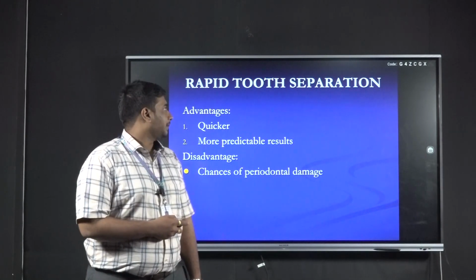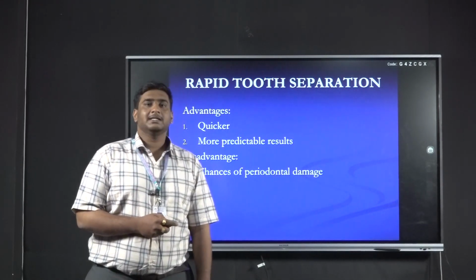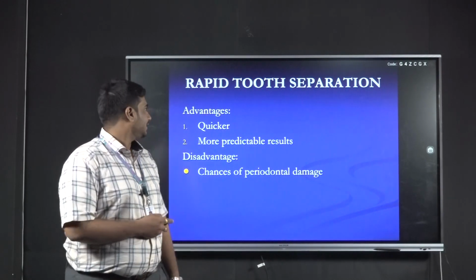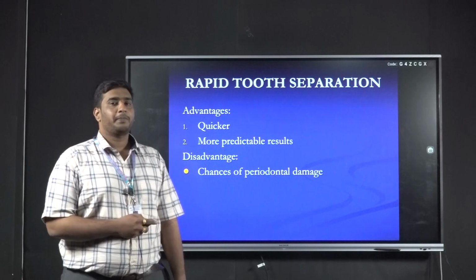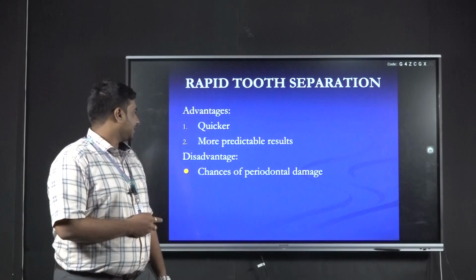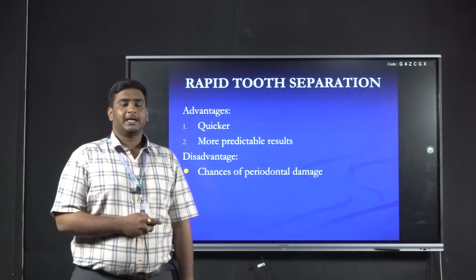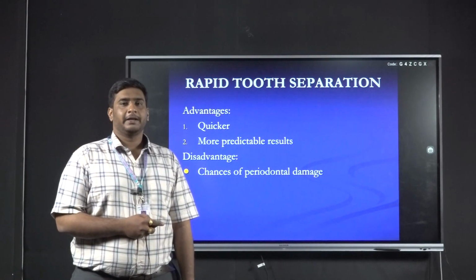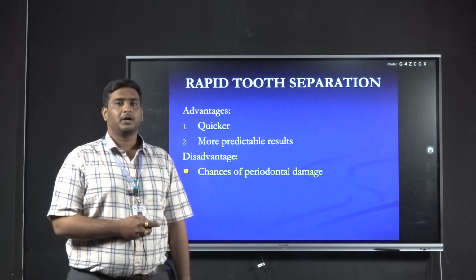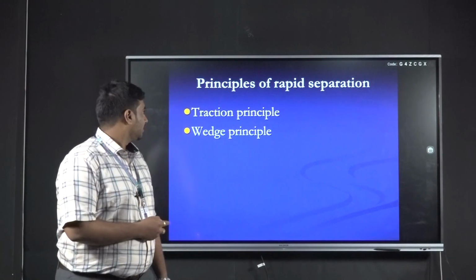Coming to rapid tooth separation, as the name indicates, it is rapid movement of teeth away from each other. Coming to the advantages, it gives quicker and more predictable results compared to slow separation. But the major disadvantage is that there will be traumatic injury to the periodontal ligament cells, because there will be rapid separation of the teeth, which can cause periodontal ligament injury.